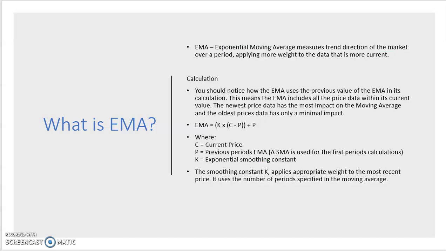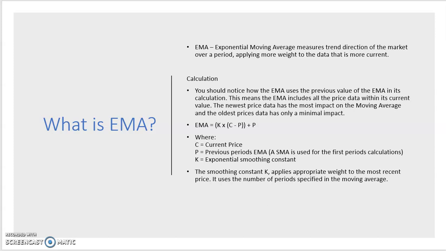So in addition to these terms, we also want to know what is an EMA. EMA is an exponential moving average that measures the trend direction of the market for a period of time, usually applying more weight to the data that is more current. So how is the EMA calculated?